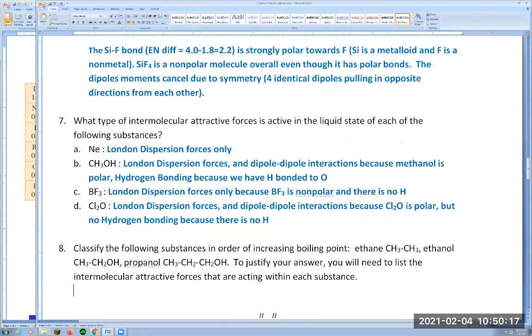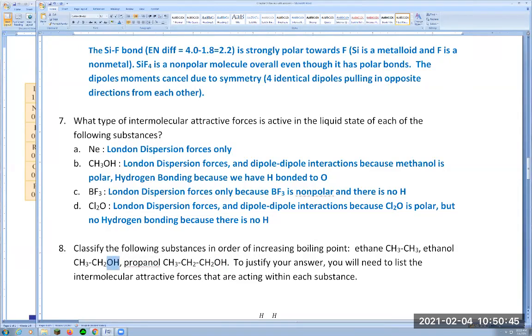So next question, classify the following substances in order of increasing boiling point. We have ethane, CH3CH3, ethanol, CH3CH2OH, and propanol, CH3CH2CH2OH. So ethanol and propanol are alcohols. We see that from the OH functional group.